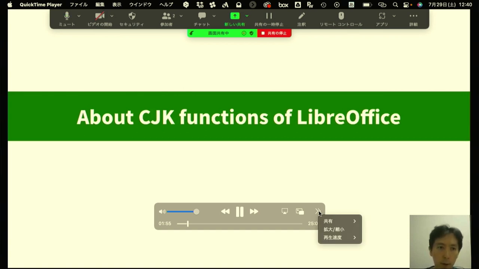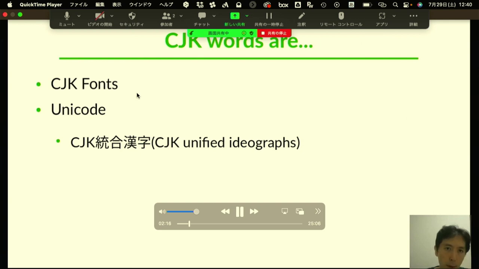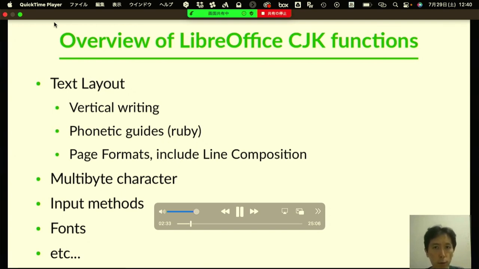First, what are CJK issues and bugs? CJK is an abbreviation for Chinese, Japanese, Korean. Chinese, Japanese, and Korean are different languages, but they have some common features, for example CJK fonts such as Noto Sans CJK, and Unicode blocks for CJK. LibreOffice has many CJK functions. For example, text layout, including vertical writing, phonetic guide, and page formatting, line composition, mathematical characters, input methods, font support, and more.